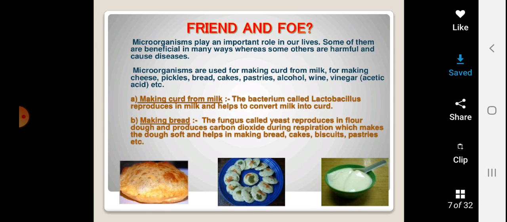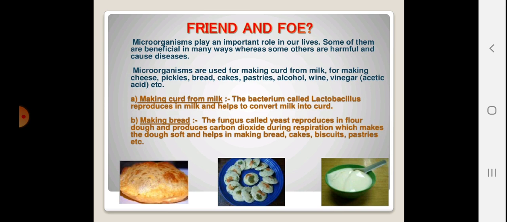Some of them are beneficial in many ways, whereas some others are harmful and cause disease. As I told you in my first slide, every day we eat and drink lactobacillus bacteria. Unless I had told you, you might not know that you are eating and drinking bacteria. You might have seen the advertisement on TV about good bacteria for your gut, that is the Yakult ad. Or there are some bacteria present in drinks in the market these days, which might boost your immunity.